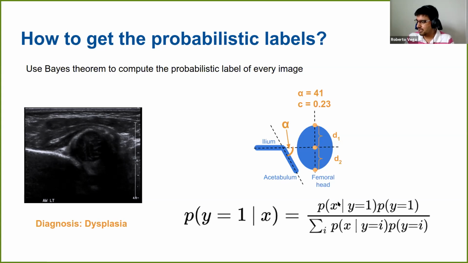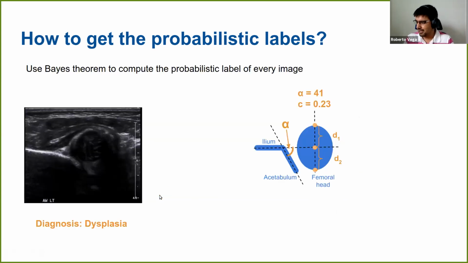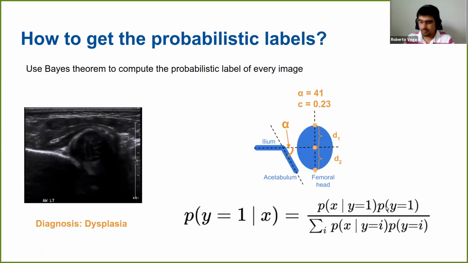I have this probability of x given y equals 1 that we got from here. Then we can evaluate the PDF and get this number. And then I multiply by the prior: what is the probability of any person having dysplasia? And then just divide by the sum of everything. So this adds up to 1, the normalization part. And that's it. That is how we compute the probabilistic label using the Bayes theorem.